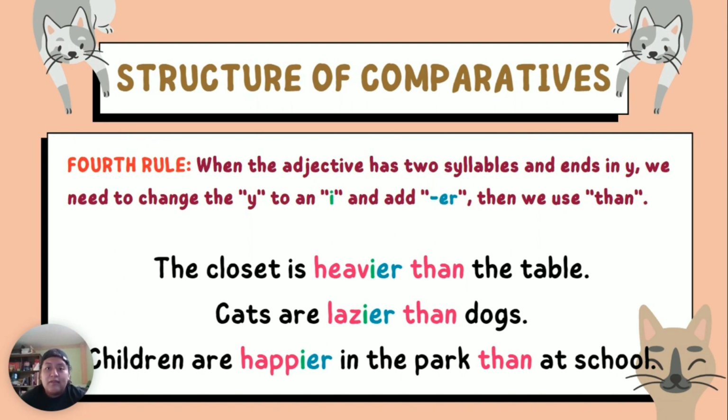Next example. Cats are lazier than dogs. Lazy is the adjective. We need to change the Y to an I, add ER, and use than. Lazier than. Next example. Children are happier in the park than at school. Happy is the adjective. We need to change the Y to an I, add ER, and use than, happier than.